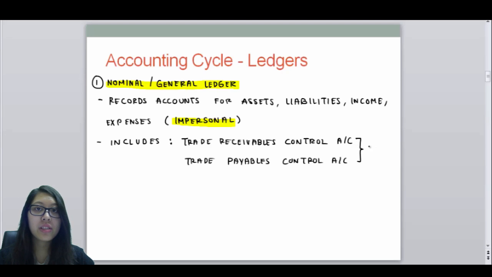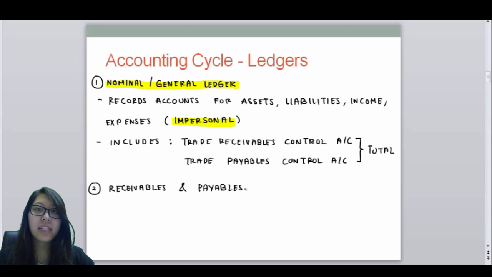Now, as I've mentioned, this relates to an impersonal account. So the trade receivables control account does not maintain the individual customers that the company has. Instead, it just takes the total figure that they have generated from the trade receivables. However, there are other examples that go into the general ledger, which could be the plant and machinery account, which would record the movements of your plant and machinery, or an inventory account, and so on, or a cash account.